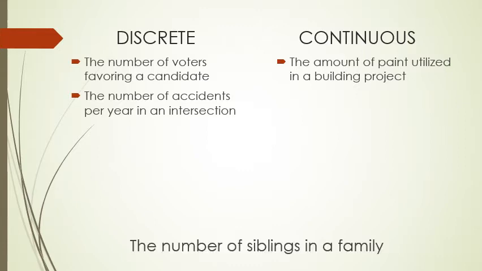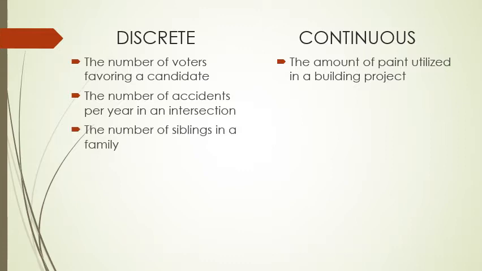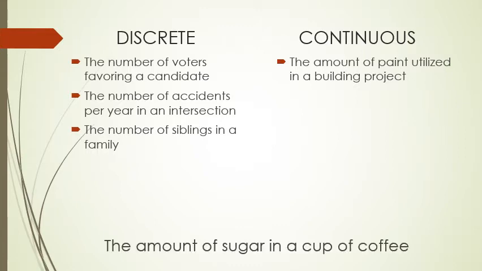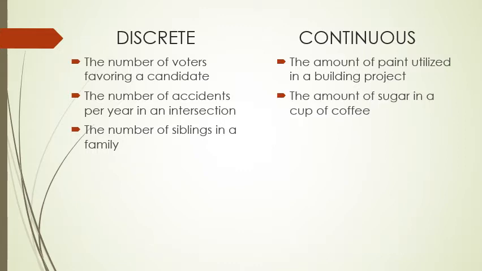Next is the number of siblings in a family. This is discrete because it can be counted. Next is the amount of sugar in a cup of coffee. Maihap or masukod? This is continuous because we measure the sugar.